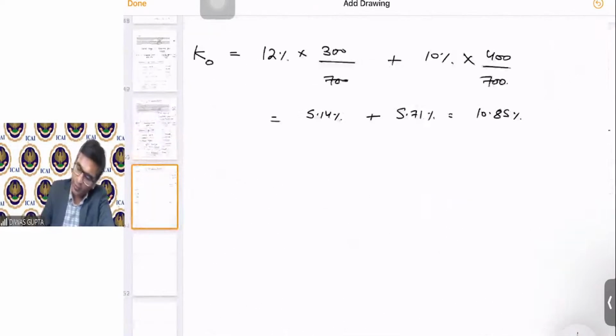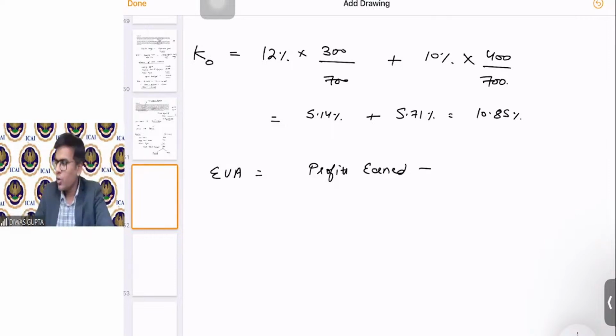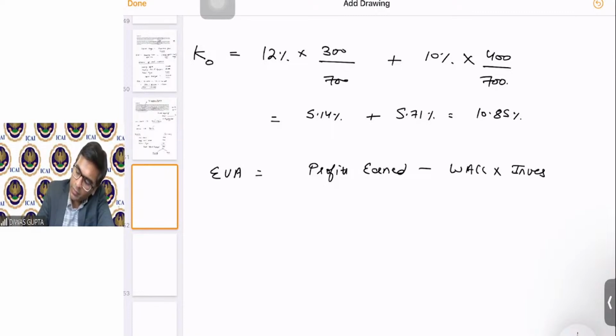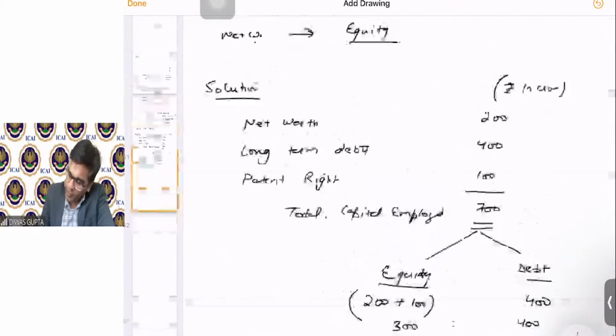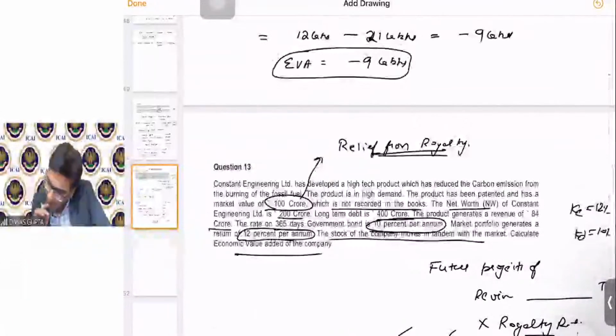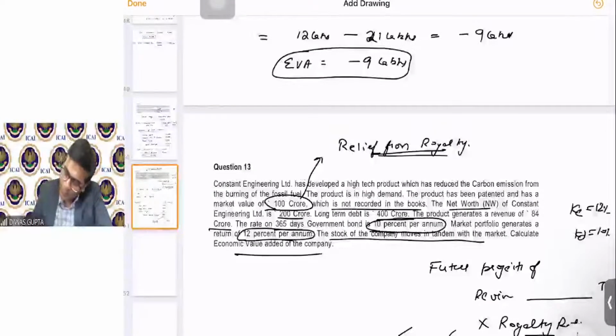Okay, let's put the EVA formula. EVA is equal to profits earned, which is again the operating profit, needless to say, minus WACC into invested capital. Okay. So 84 crores is the amount. Carbon emission, the granted 100 crore, net value 400 generates a revenue of 84 crore.